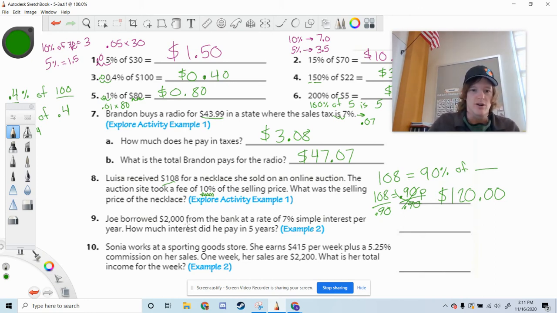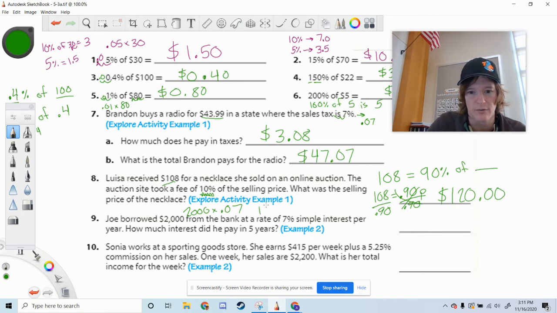Number 9, Joe borrowed $2,000 from the bank at a rate of 7% simple interest per year. How much did he pay in 5 years? So we need to figure out how much he is supposed to pay per year on 2,000. So we'll do 2,000 times 0.07, not 0.7.